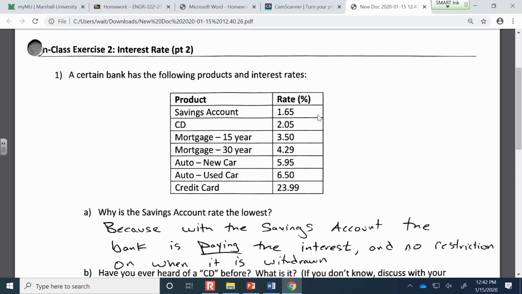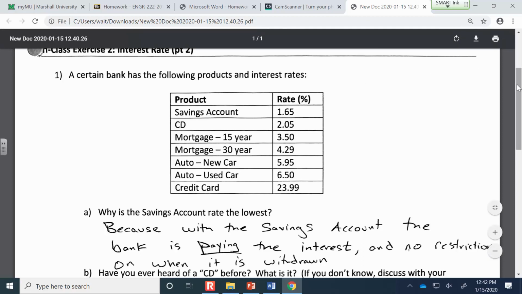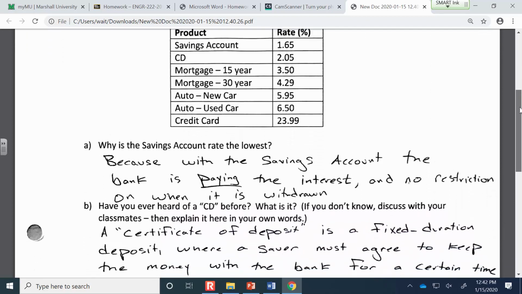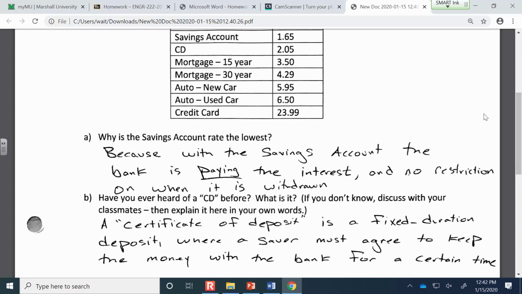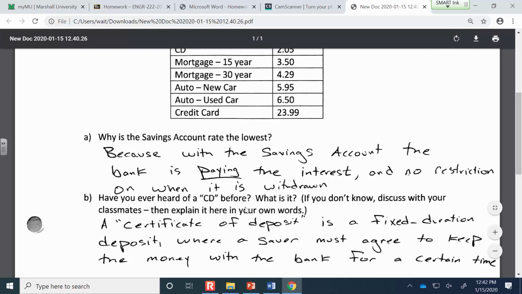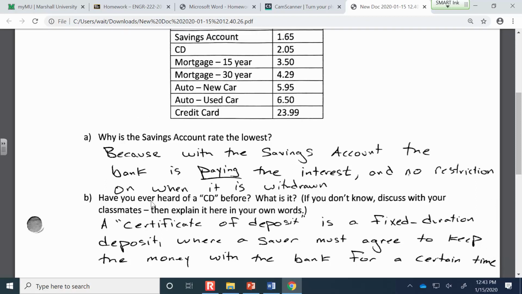All right, question number 2 is about the CD. Now the difference between that and the savings account is that in the case of a CD, you have to agree to keep the money with the bank for a certain amount of time. In terms of guiding your expectations for what's a good answer and what's a bad answer on a quiz or an exam, to say a CD is a certificate of deposit is defining the term, but it's not explaining what it is.